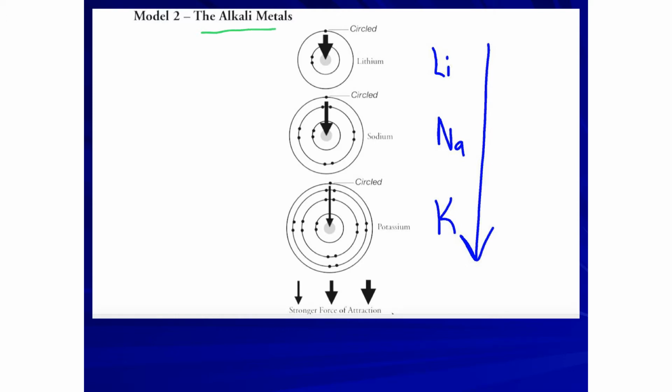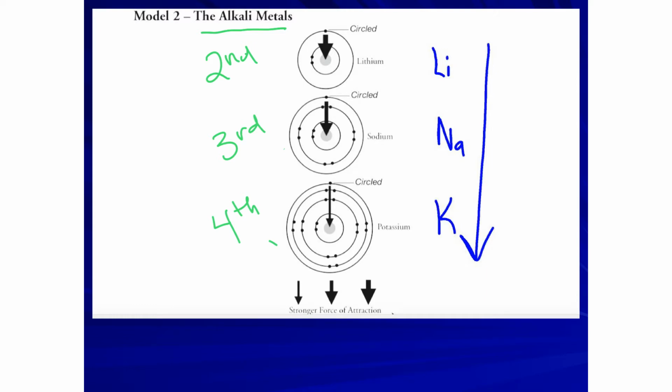So here are the alkali metals. I've got good old lithium, I've got sodium, and I've got potassium. As you see these atoms going down the periodic table, I would want to write something else here. Let's look at the energy level. So lithium is in the second energy level, or the second period. Sodium is in the third period, or third energy level. And potassium is in the fourth energy level, or fourth period, fourth row.